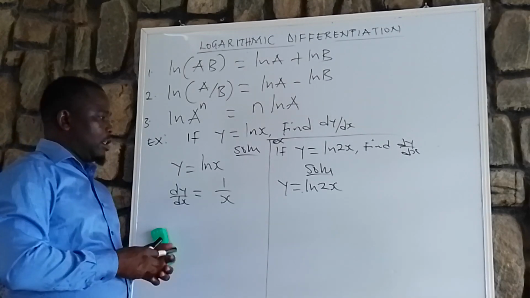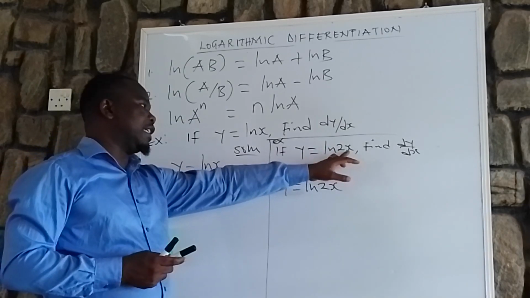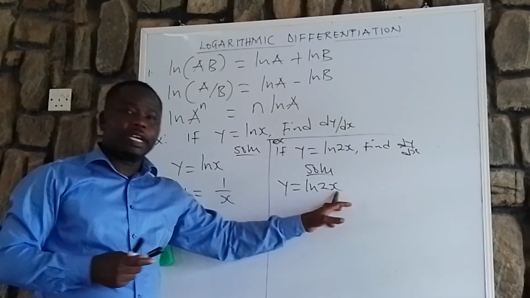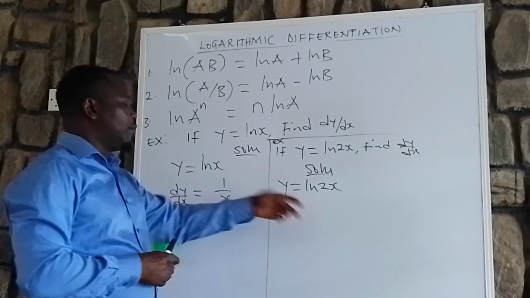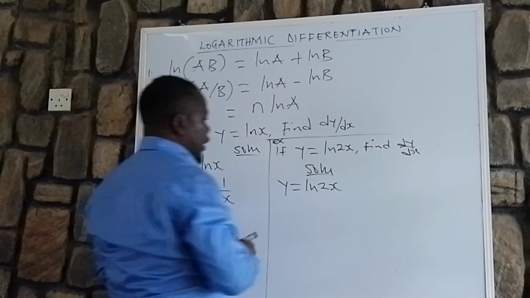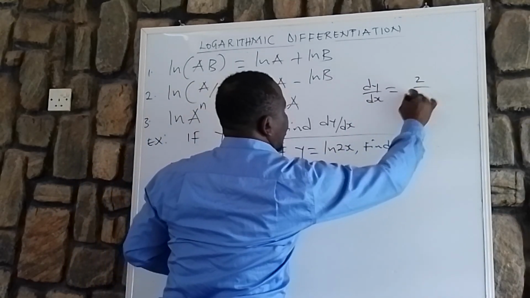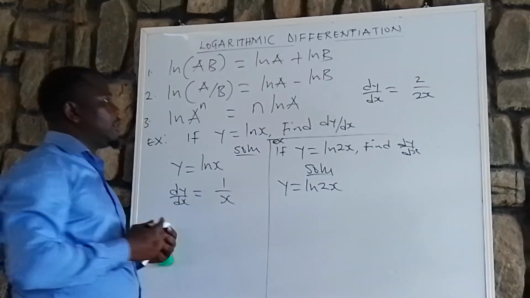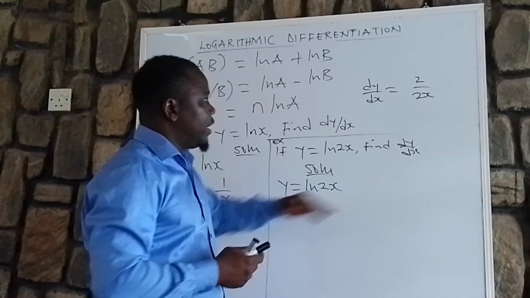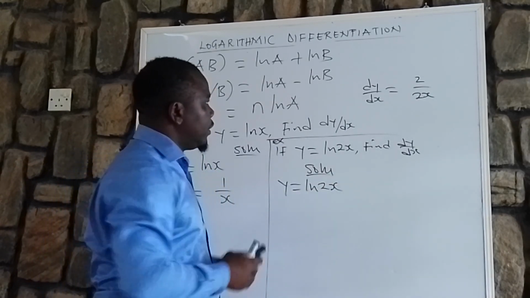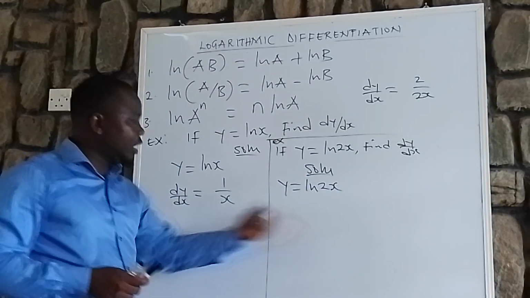Look at this. You discover that in the first example, we have only ln x, but here we have ln 2x. If we are talking about an objective question, the answer is going to be dy all over dx is 2 all over 2x. How? I know you will ask how, but I'm going to show you. I will take it step by step for you to understand.